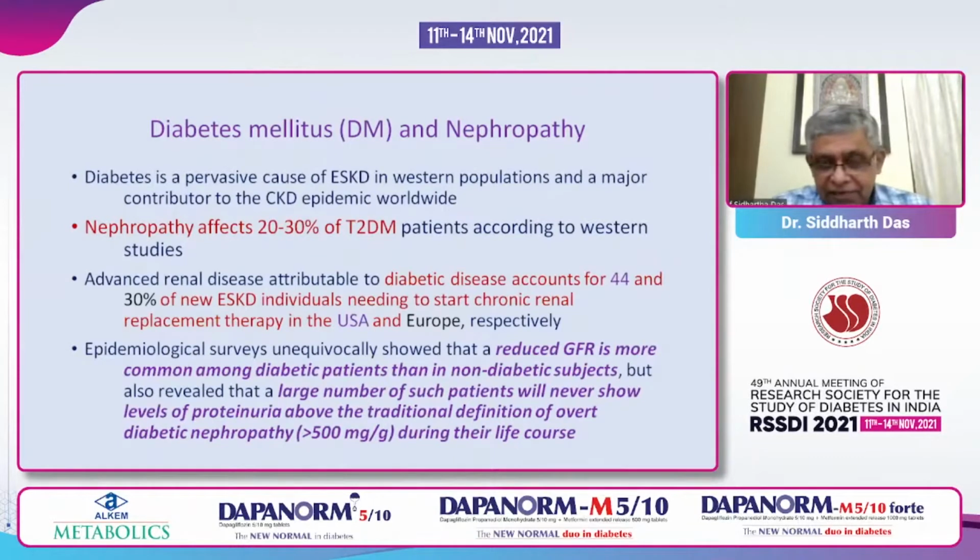Now, diabetes mellitus and nephropathy is a pervasive cause of end-stage kidney disease in the Western population. Nephropathy affects 20 to 30% of type 2 diabetics in the Western world. Advanced renal disease attributable to diabetic disease accounts for 44% in the USA and 30% in Europe. Epidemiological surveys unequivocally showed that a reduced GFR is more common among diabetic patients than in non-diabetic subjects, but also revealed that a large number of such patients will never show levels of proteinuria above the traditional definition of overt diabetic nephropathy during their life course. So this is the moot point which drew the attention of the whole world.